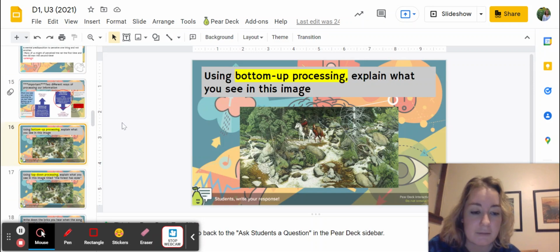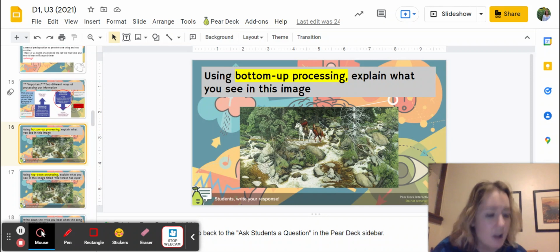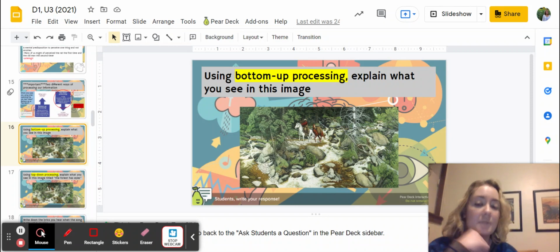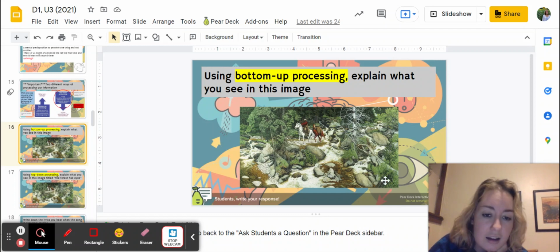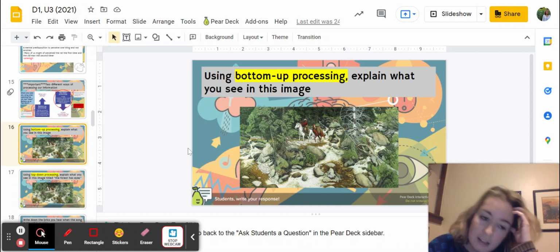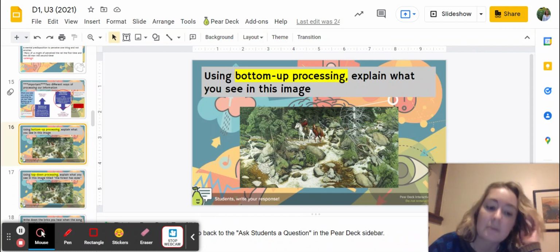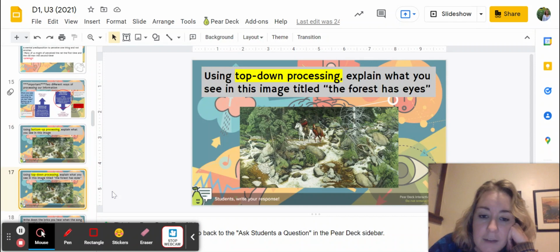So here's another image, and we can practice using bottom up versus top down processing. Using bottom up, I'm going to ask you to explain what you see. I would just say all the things that are making up the image. Okay, there's a horse, there's a tree, there's some rocks. Looks like smaller rocks, bigger rocks, whatever. Right, so you're just taking it in for what it is and not comparing it to what you know.